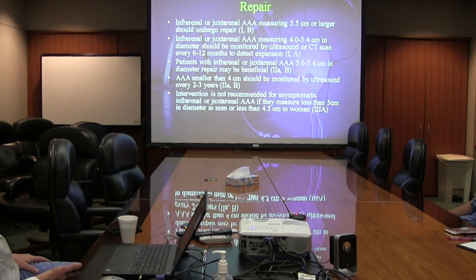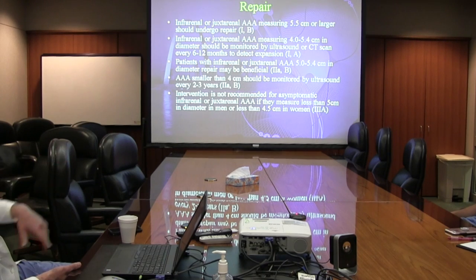Greater than 4, I check them every 6 months. Those are the guidelines. 3 to 4, once a year. So 3 to 4, they get an ultrasound of their abdominal aorta every year. 4 to 5, every 6 months. I don't do this every 2 to 3 years. I do it every year if I'm less than 4 centimeters.